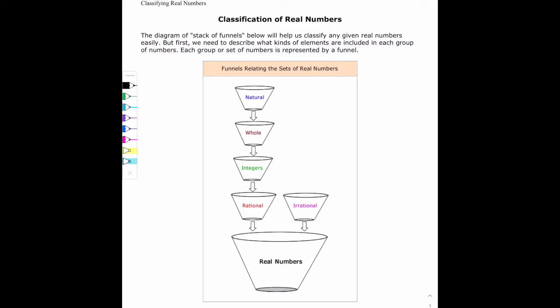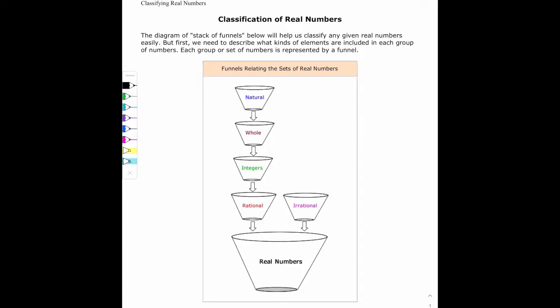Today's lesson is called Classifying Real Numbers. So we want to start out by looking at a diagram that gives you a basic idea of how these number systems fit together. The diagram you see below is called a stack of funnels. It helps us classify any given real number easily.